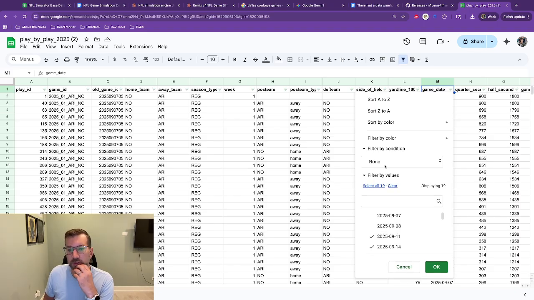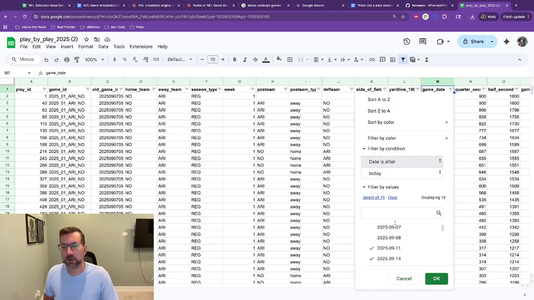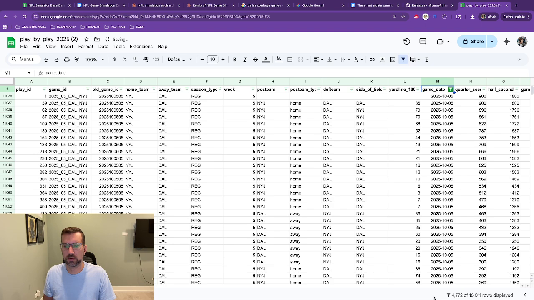Filter by condition. Here we are. Let's go. Date is after exact date 2025 10/02. Okay. 4,000 rows. That's much better.